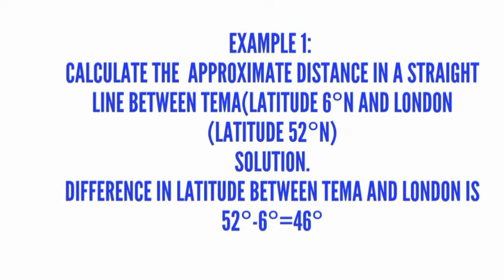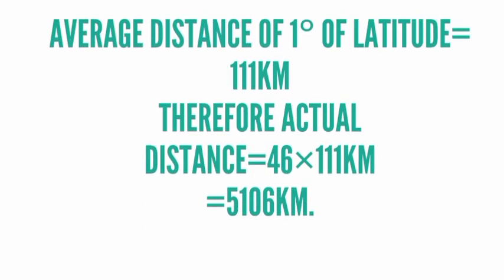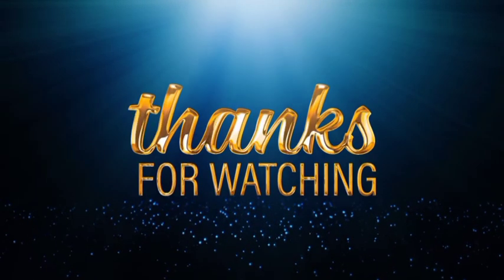Now let's take example 1. Calculate the approximate distance in a straight line between Tema at 6 degrees and London at 52 degrees north. Both are in the same hemisphere. What we do is get the difference between the two places, and that gives us 52 minus 6, which is 46. Don't forget, we said 1 degree is equivalent to 111 kilometers. Therefore, 46 degrees multiplied by 111 kilometers gives us 5,106 kilometers. So that is the actual distance between the two places on the map.